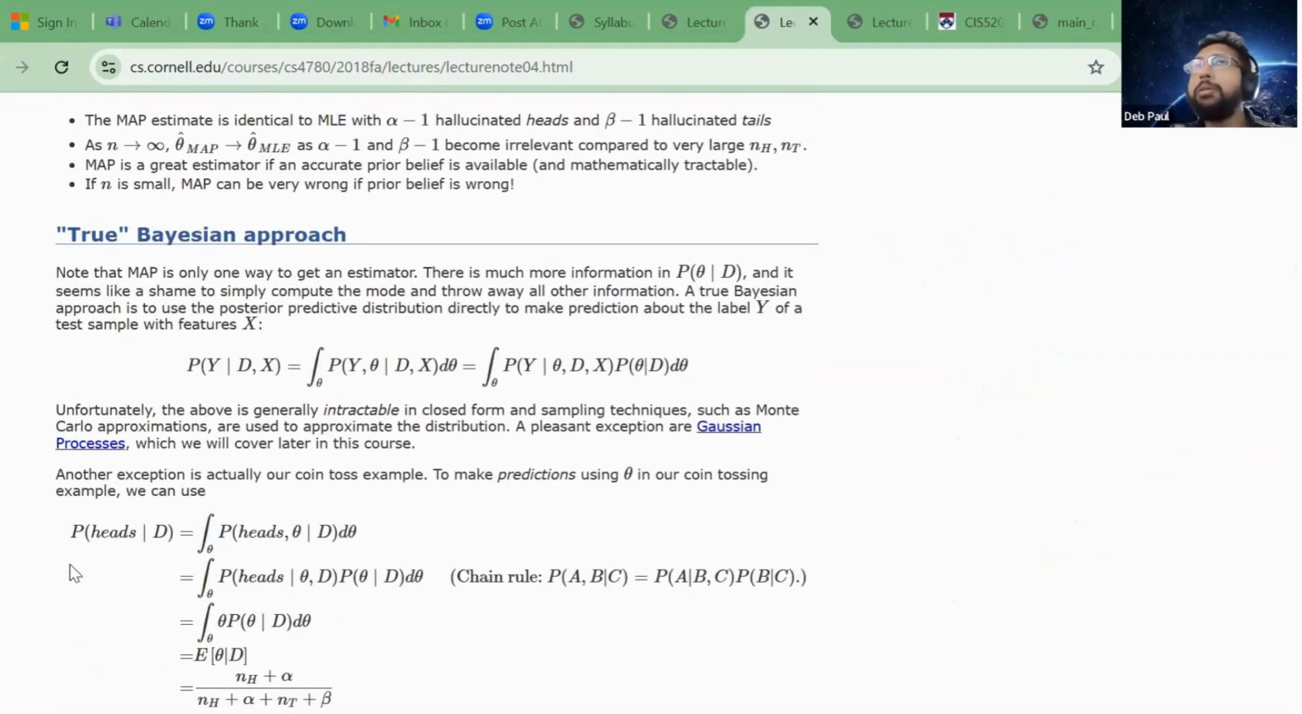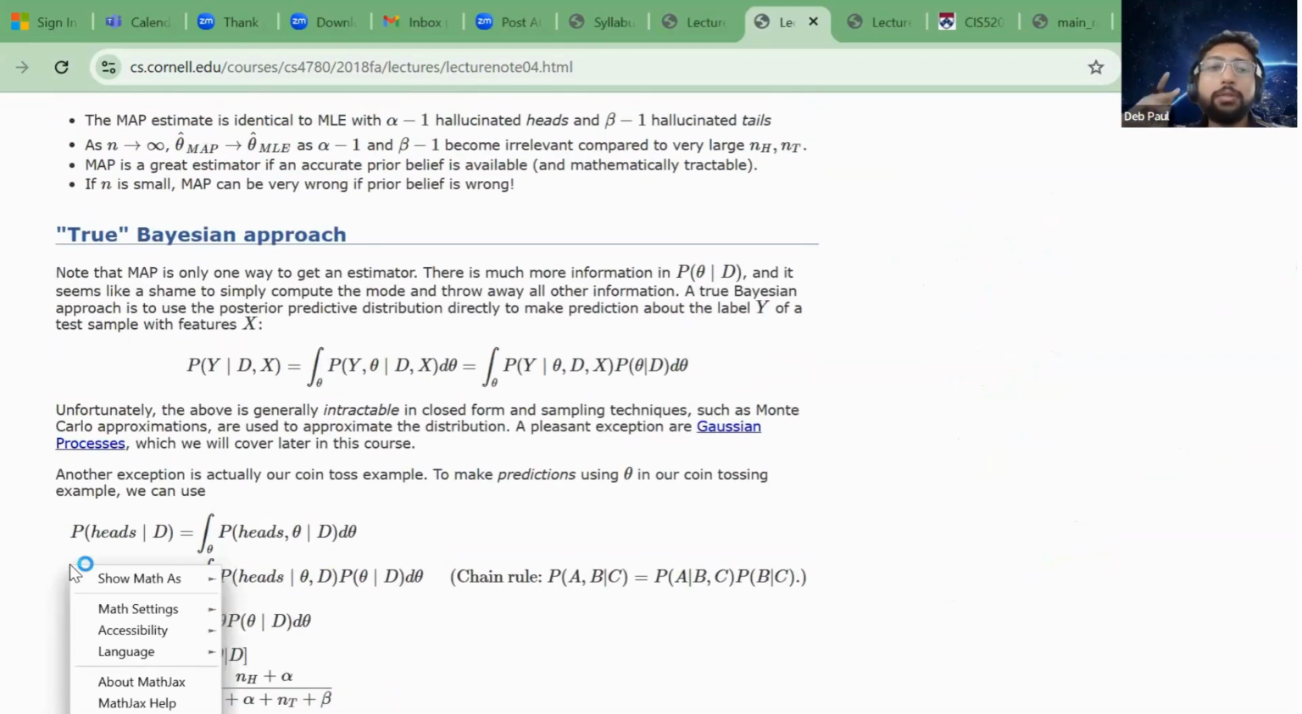So the true Bayesian approach, whatever we saw, basically what we are trying to do is that we want to get P of Y given this data and this X, and what we want to do is that we want to estimate this one, right?